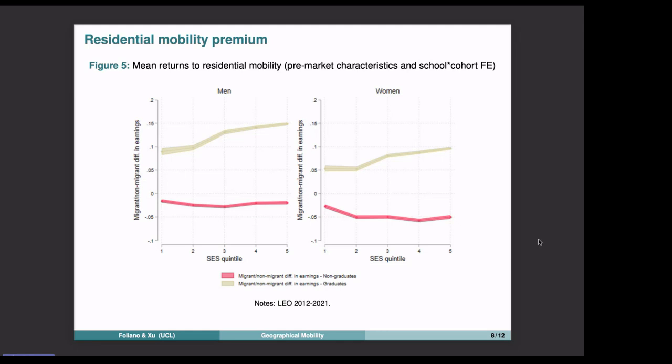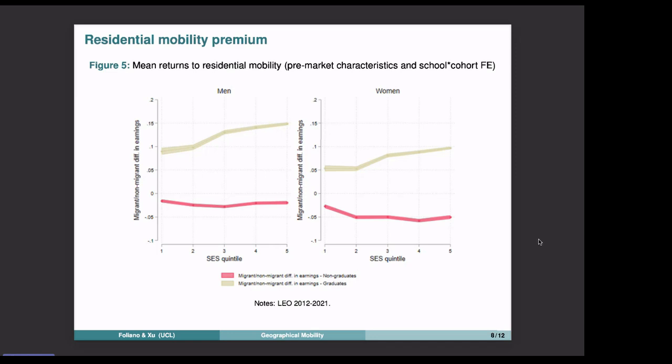We do so by using a wage regression. And here we present estimates of the migration premium for men and women separately, for graduates and non-graduates, across the distribution of socioeconomic status, for the five quintiles of the distribution of socioeconomic status measured at age 16. And what we observe here is that this premium is much higher for graduates than non-graduates. The graduates are the light brown color, and the non-graduates are represented by the red color. So the estimates for graduates and non-graduates are represented by these colors.